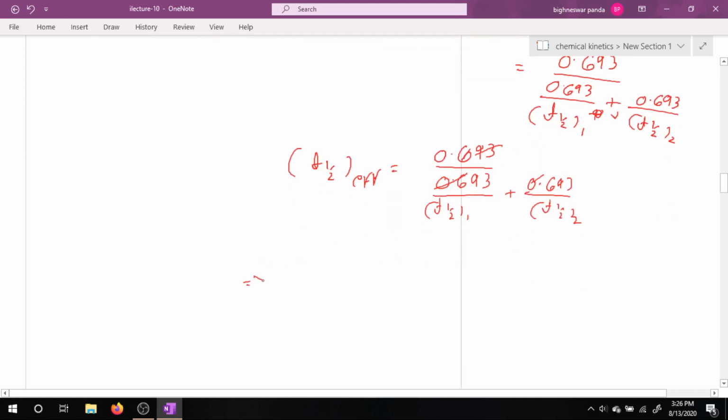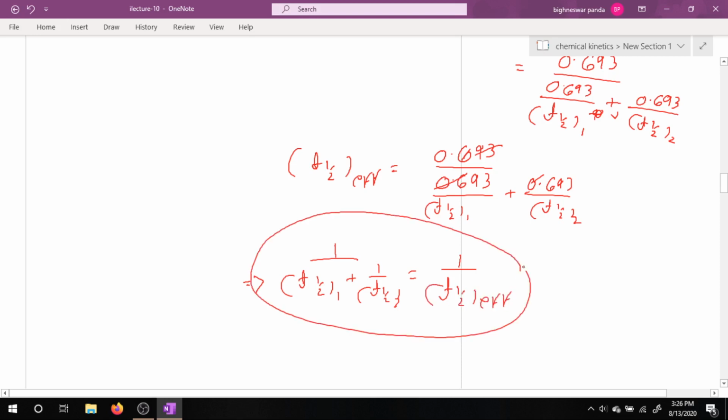This remaining 1 by T 1 half up to half is the effective half-life time.